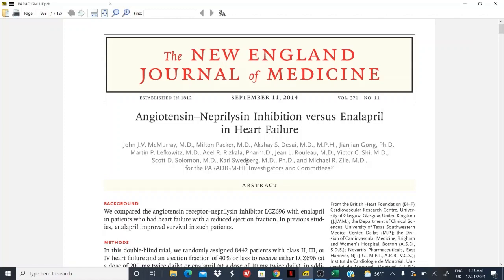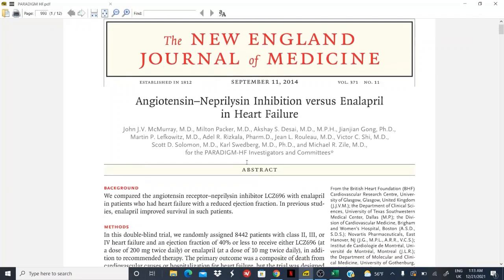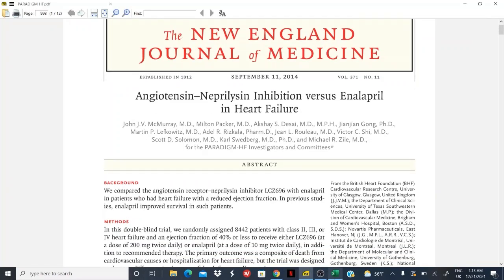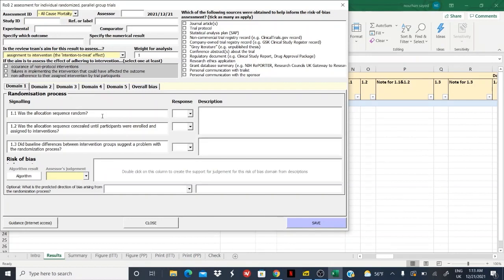And so let's start with the first domain. When we go over to our tool here, we'll see that the first domain is the randomization process domain, and it has 3 signaling questions or subdomains, so to speak. Now, the first question asks us, was the allocation sequence random? In order for an allocation sequence to be random, it has to be something that is truly random, that is not something you could predict ahead of time.